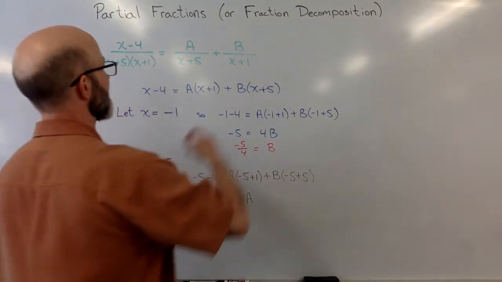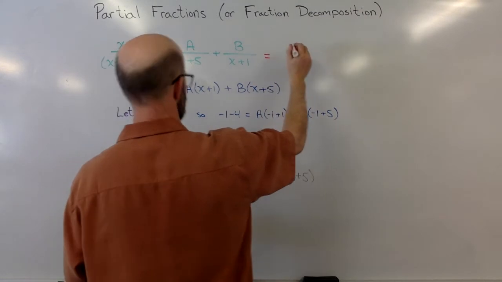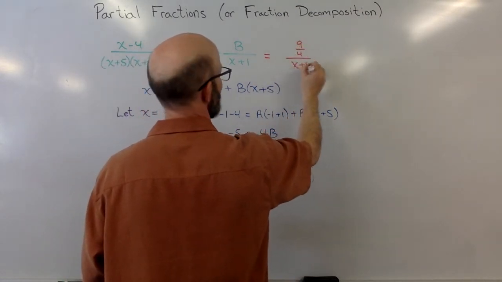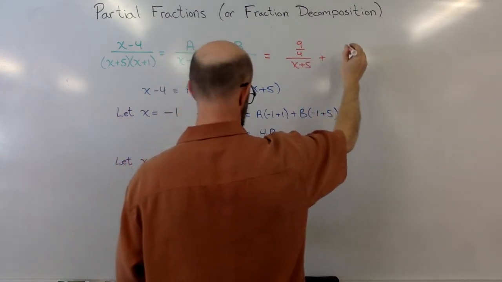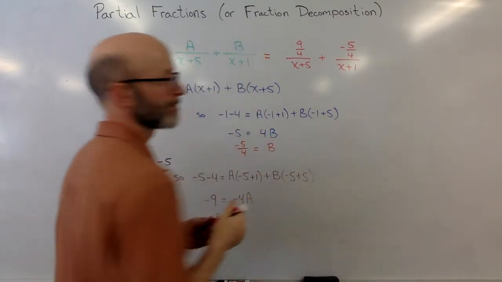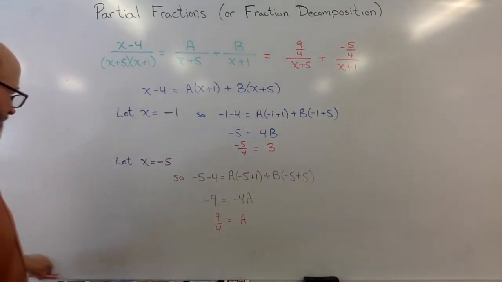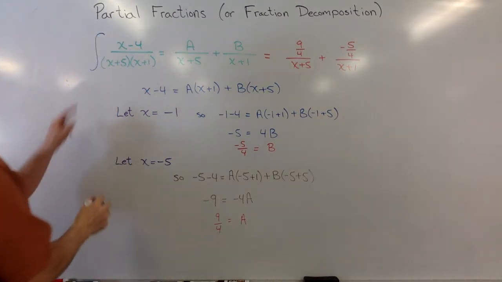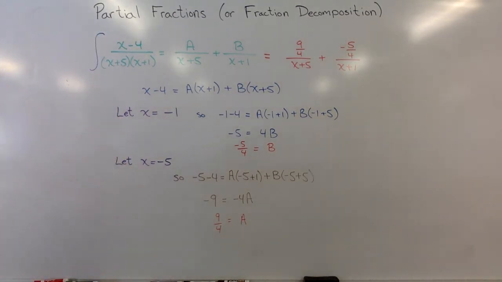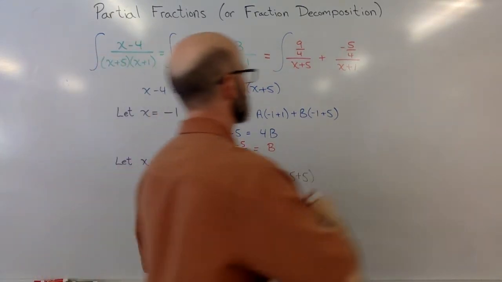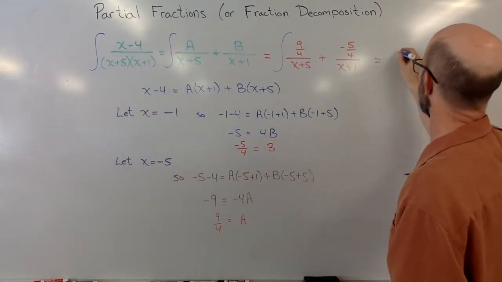So that means up top, we can rewrite this original equation as 9/4 over x plus 5 and -5/4 over x plus 1. Once again, why is this an advantage? Here's why. What's the integral of this equation? The answer being, I don't know. But if we integrate these smaller equations, then they become really easy.